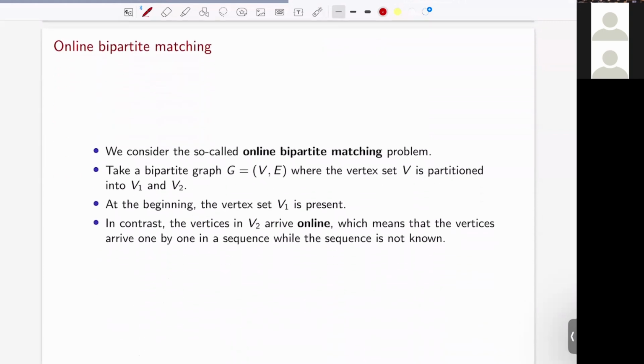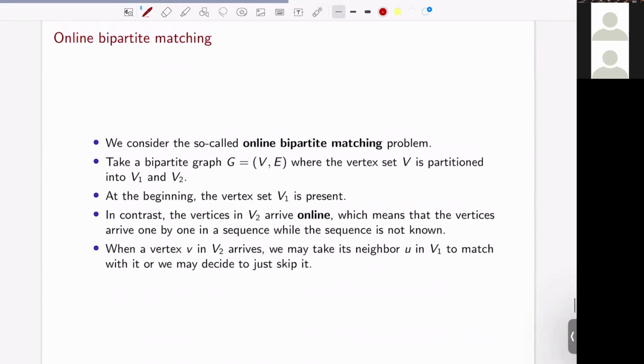Great. So this explains this word online. The vertices from the other party arrive online, which means that they come one by one. And whenever one comes, you have to make a decision right away. Let's say if you decide to match this vertex with V1, then you're good. But if you have not decided to match this, then you cannot make the decision later on. If you decide not to match that vertex to V1, then it should be left unmatched for the entire course of the algorithm.